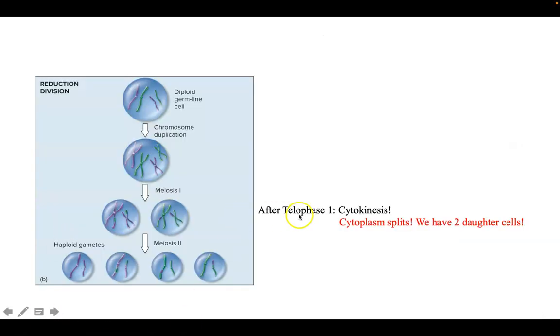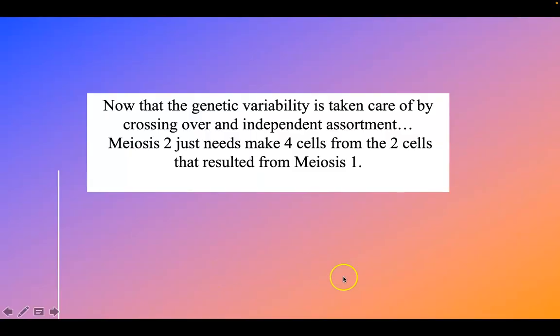After telophase 1, cytokinesis happens, and now we have 2 daughter cells. But the goal is 4 daughter cells. Meiosis 2, so now that the genetic variability is taken care of by crossing over and independent assortment that happened in meiosis 1, meiosis 2 just needs to make 4 cells from the 2 cells that resulted from meiosis 1.